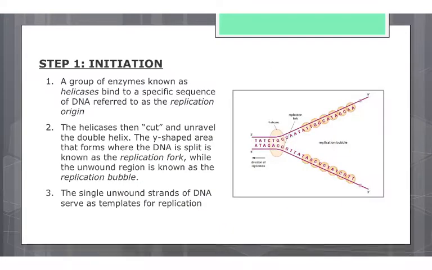Okay, so in DNA replication, step 1 is initiation. A group of enzymes known as helicases, that's important, bind to a specific sequence of DNA referred to as the replication origin. The helicase is going to cut that original DNA strand. The Y-shaped area that forms where the DNA is split is known as the replication fork, while the unwound region is known as the replication bubble. The single unwound strands of DNA serve as templates for replication.